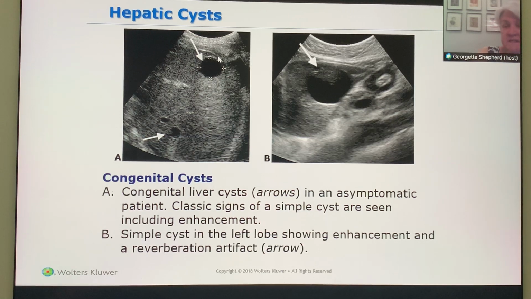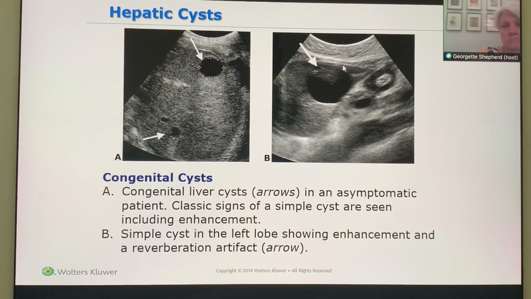A cyst is a cyst, 3 criteria: smooth borders, anechoic, posterior enhancement. When you are imaging, make sure that you try to get rid of reverberation artifact, because you don't want that to be a diagnosis of a complex cyst.